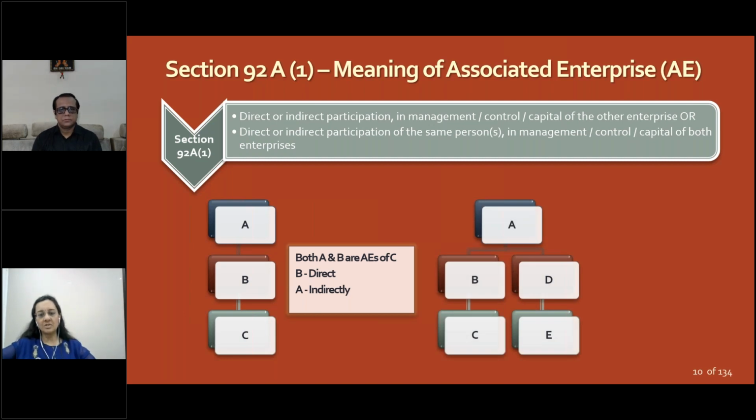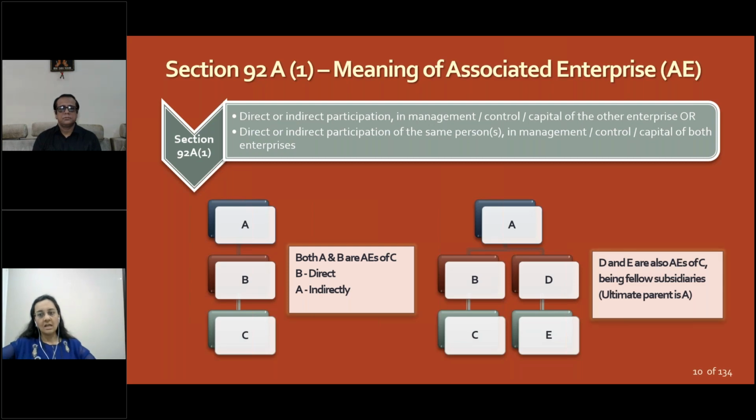In another example, if I tweak this a little bit, let's say that A is a parent and has two subsidiaries B and D. They further have two subsidiaries C and E. In this scenario, you will see that C and E will also become associate enterprises of each other because they both are fellow subsidiaries. Ultimate parent is A. So therefore, all these entities amongst themselves will become AEs.